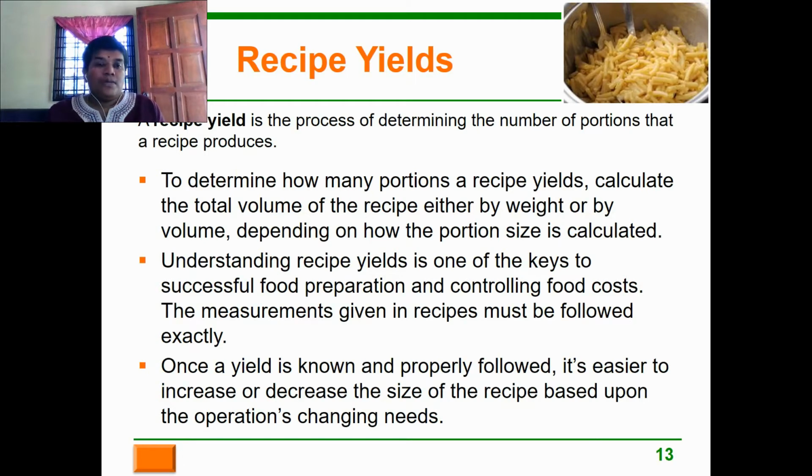A recipe yield is the process of determining the number of portions that a recipe produces. To determine how many portions a recipe yields, calculate the total volume of the recipe either by weight or by volume, depending on how the portion size is calculated. Understanding recipe yields is one of the keys to successful food preparation and controlling food costs. The measurements given in recipes must be followed exactly. Once the yield is known and properly followed, it's easier to increase or decrease the size of the recipe based upon the operation's changing needs.